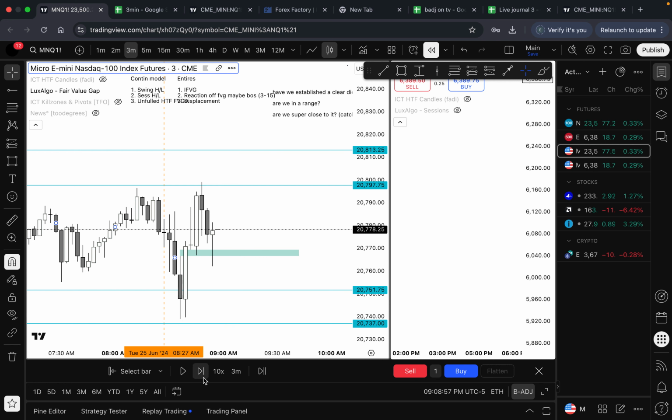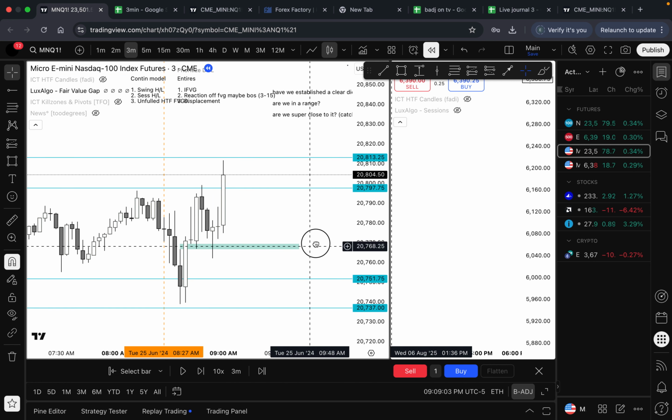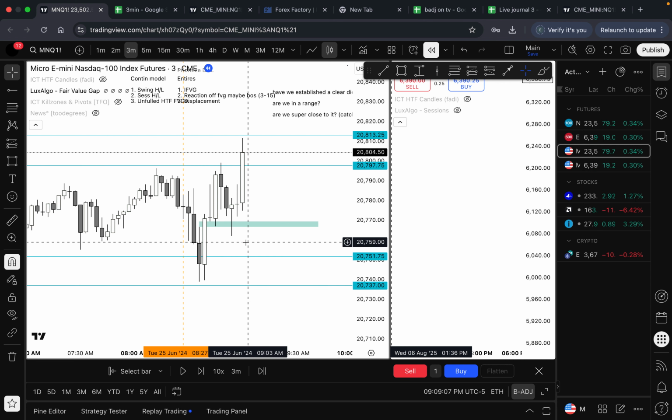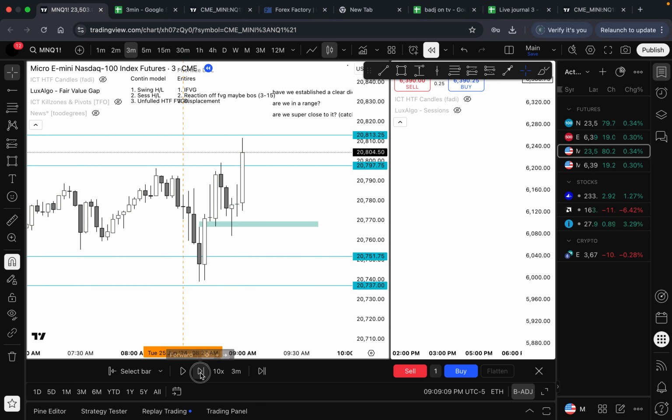That high was taken. We reject off this again. Okay. Doji, come on. Come on, we are hoeing right now. Can I get a good entry, man? Please, bro?